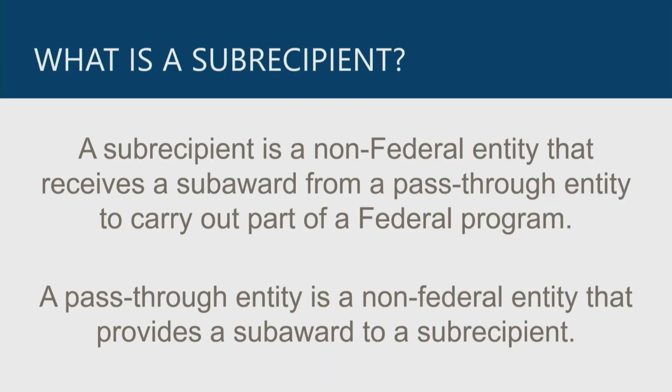So to start with, it's important to talk about what is a subrecipient. A subrecipient is a non-federal entity that receives a subaward from a pass-through entity to carry out a federal program. In simple terms, a subrecipient is an organization or entity that receives federal funding from another organization to carry out a specific task or activity outlined in a project or program. A pass-through entity is a non-federal entity that provides a subaward to a subrecipient to carry out that federal program.